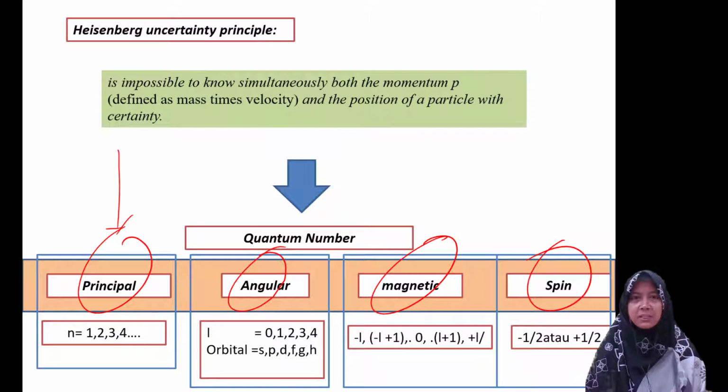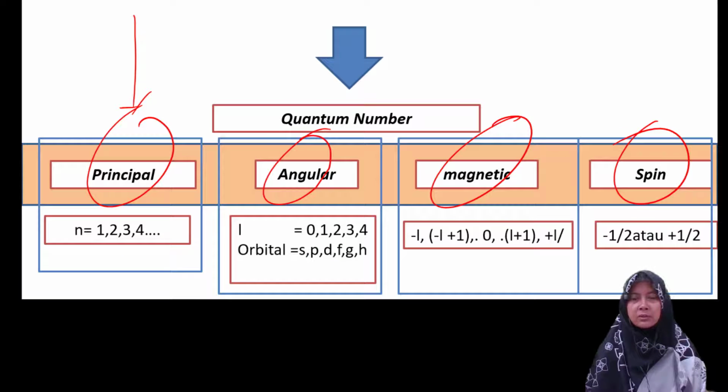The Heisenberg uncertainty principle states that we can't define the position of a particle with certainty, so we can make an approach to the possible position of the electron with the quantum numbers, of which we have four. First is principal, angular, magnetic, and spin. The principal quantum number shows us the shell level where the electron may exist. It is denoted with n, where n is equal to 1, 2, 3, 4, and so on.